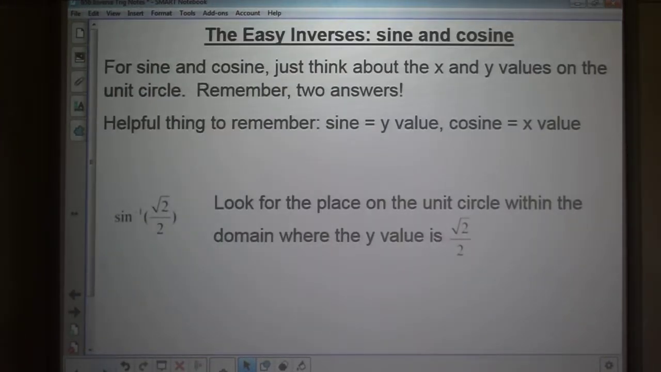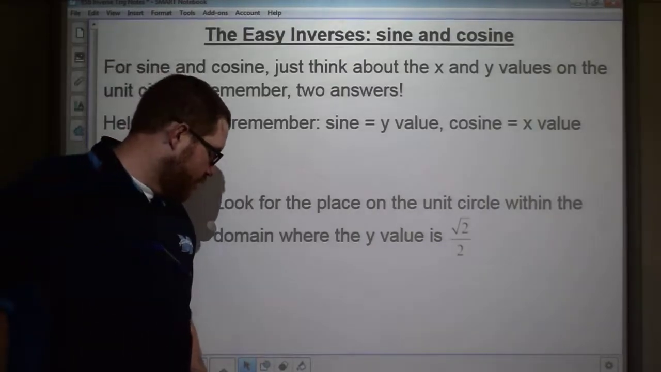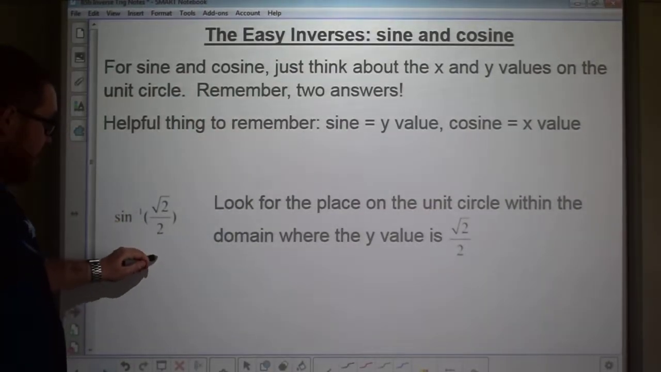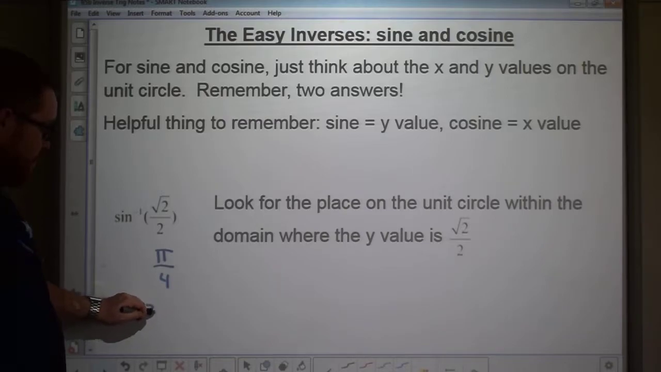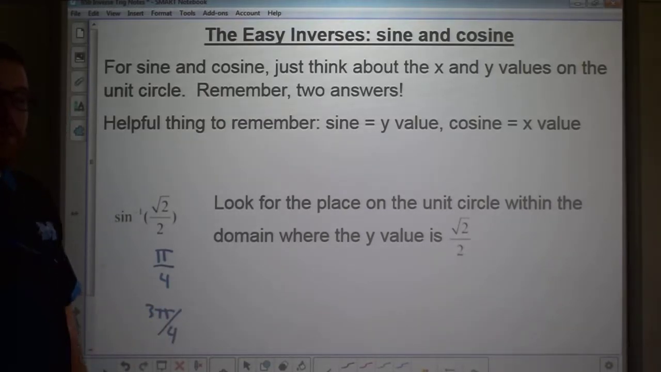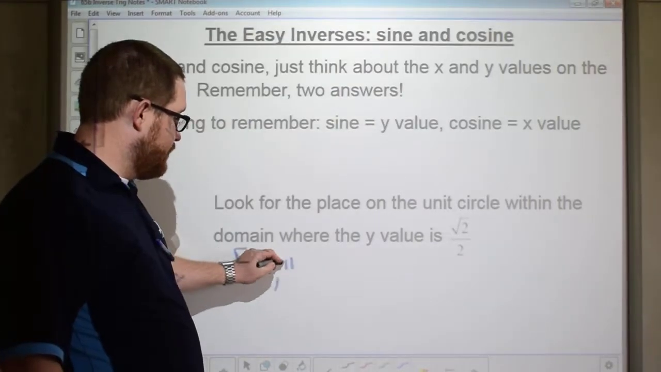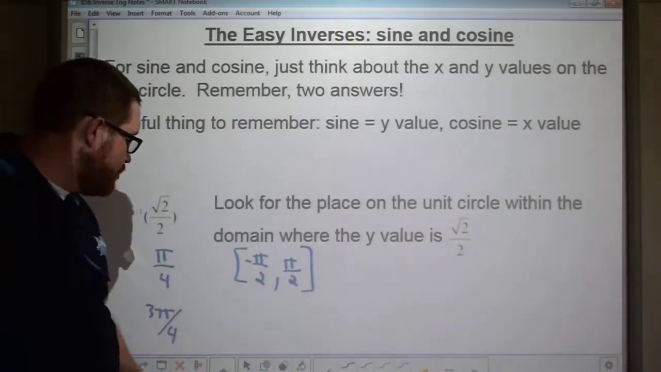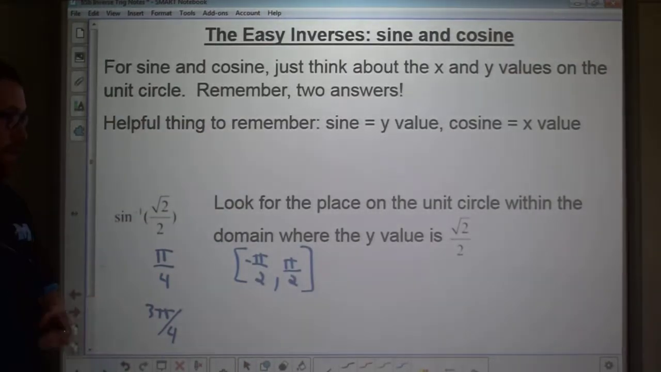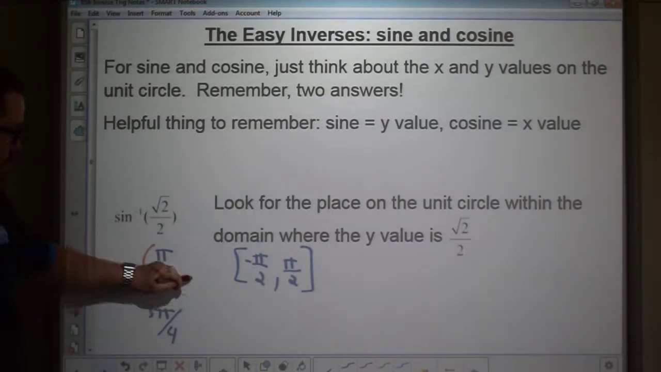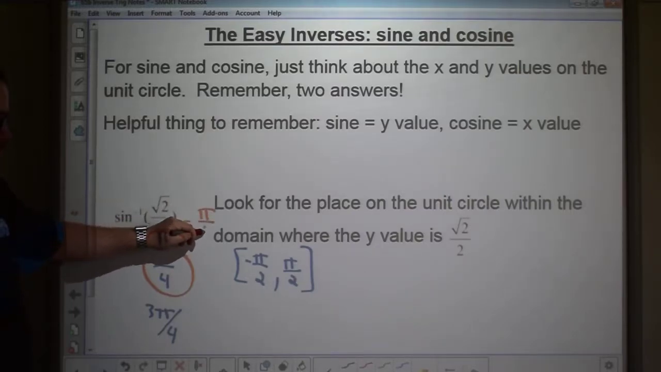So let's do the easy ones, sine and cosine. Okay, remember, there are two answers, but we're going to restrict the value. Where on the unit circle is the sine equal to square root of 2 over 2? Well, that's equal at pi over 4 and at 3 pi over 4. Both of those have a sine that's square root of 2 over 2. But wait a minute, it's got to be in the domain. The domain was negative pi over 2 to pi over 2. So which of those two answers is between negative pi over 2 and pi over 2? Just this one.